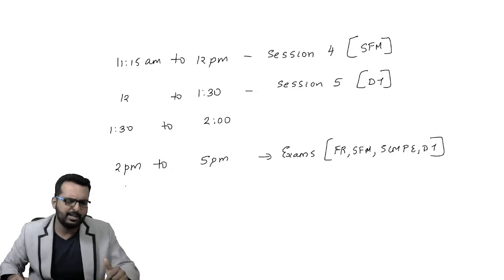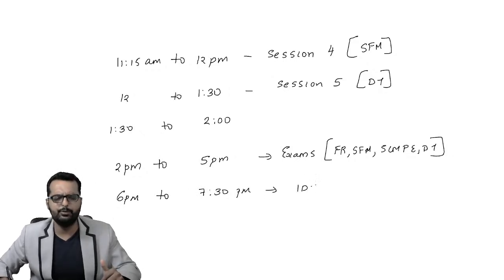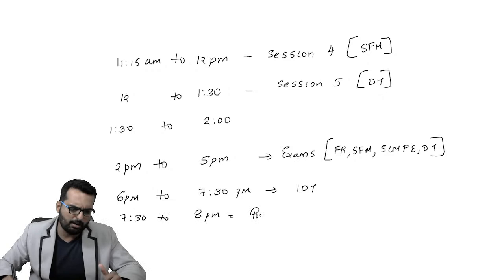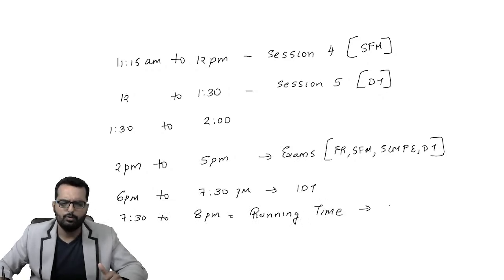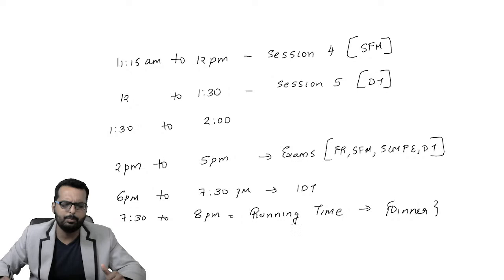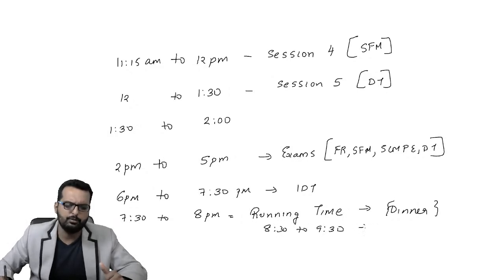I used to have something after 5 o'clock, and the next session I used to have from 6 p.m. to 7:30 p.m. every day. It used to be IDT for me, and you could do whatever you want. 7:30 to 8 p.m. used to be my running time. Intense running I used to do, followed by my dinner, which would have some hot chocolate milk and something to eat. And then I would do my last session from 8:30 to 9:30, after which I will go and sleep.